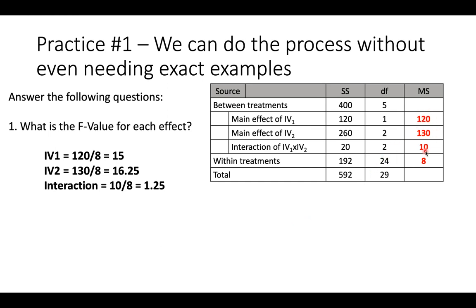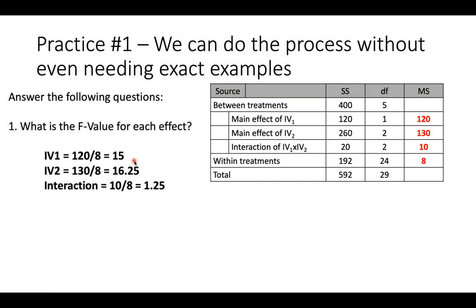We're working with our mean squared. We take the mean squared of each effect. For variable 1, its mean squared is 120, and we divide by the within treatments mean squared of 8. So 120 divided by 8 gives us an F value of 15. For variable 2, we take the mean squared of 130 and divide by 8 to give us an F value of 16.25. And for the interaction effect, we take the mean squared of 10 and divide by 8 to give us an F value of 1.25.